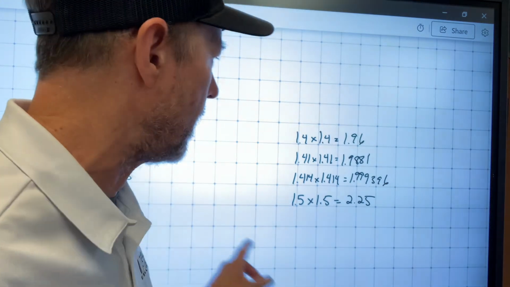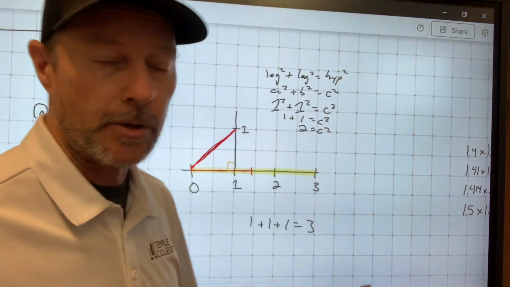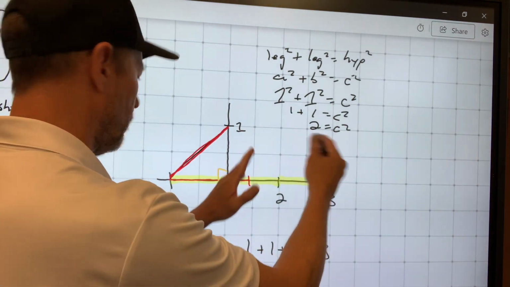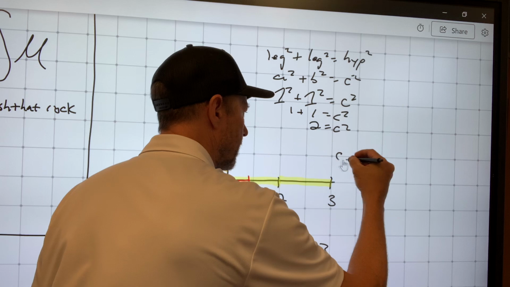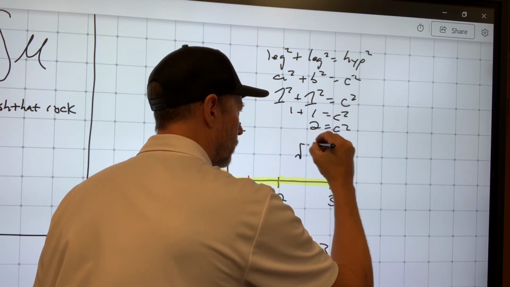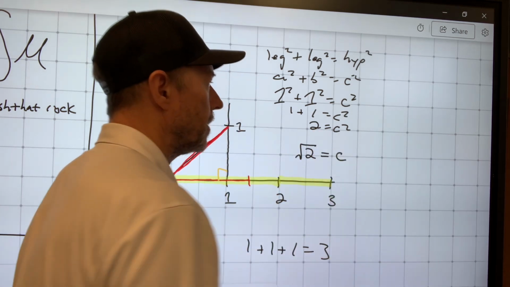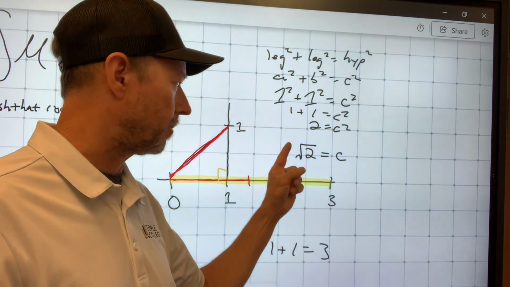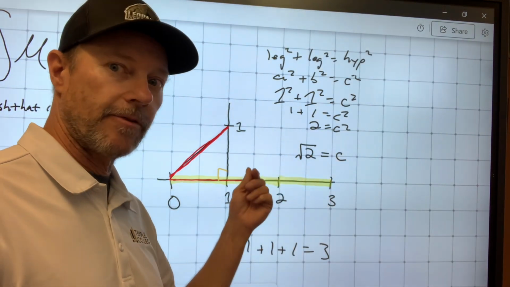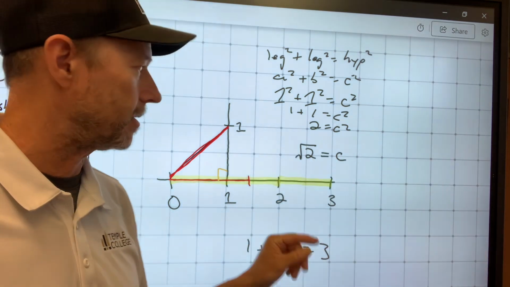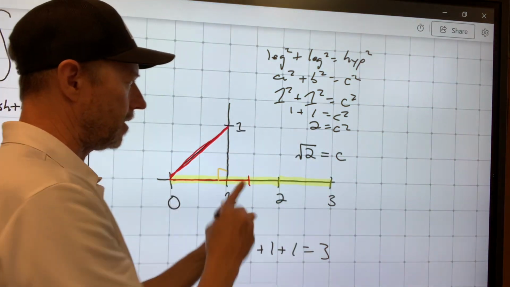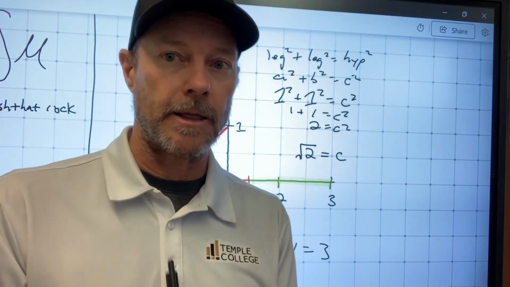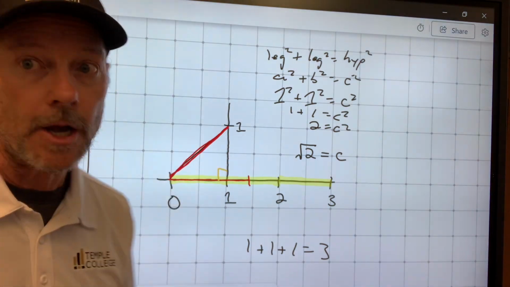And in modern mathematics, the symbol that we use is, we take the square root of both sides and we get c is equal to the square root of 2. Now, when you take the square root of both sides of an equation, you need to sometimes think about the plus or the minus, because a negative number times itself can also give you a positive. But in this case, we're just talking about a positive distance, so I'm going to refer to it as the square root of 2. And in modern mathematics, that's what we call this distance here, the square root of 2.